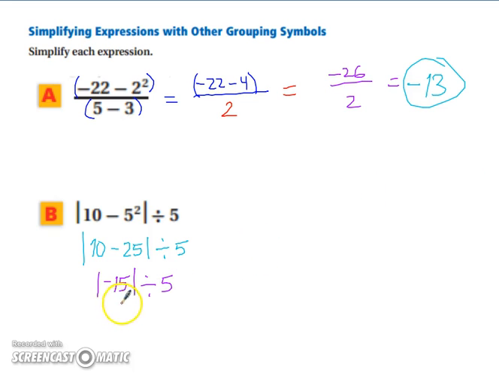And now we can take care of what is the absolute value of negative 15? Well, the absolute value of negative 15 is just positive 15. So 15 divided by 5 is 3.